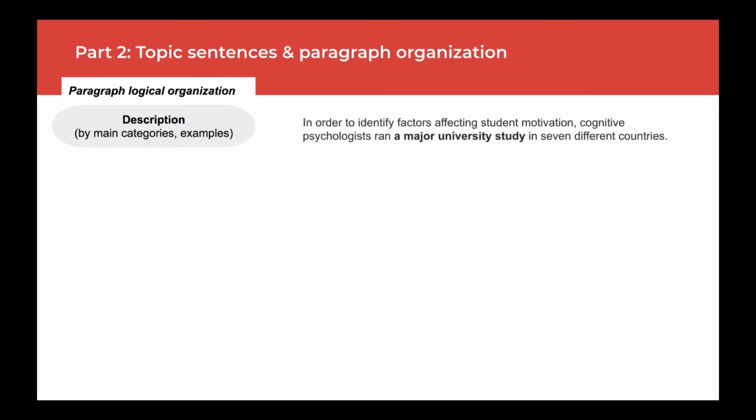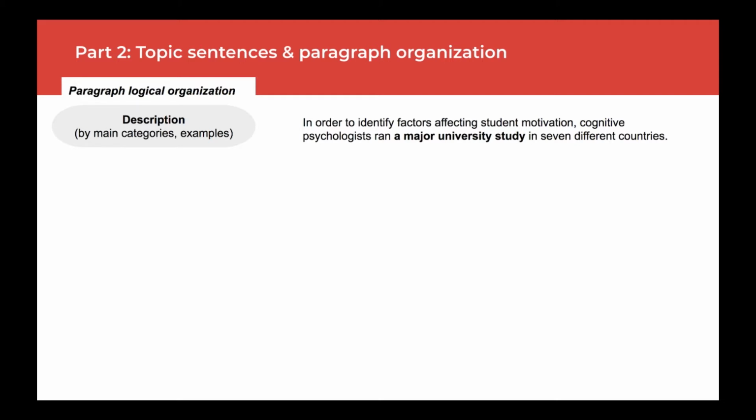So the first one is description. Usually description is organized like this: there is a certain topic at hand that we want to describe by different categories. In order to identify factors affecting student motivation, cognitive psychologists ran a major university study in 7 different countries. So the main clause focuses the object on a major university study as a topic of discussion.